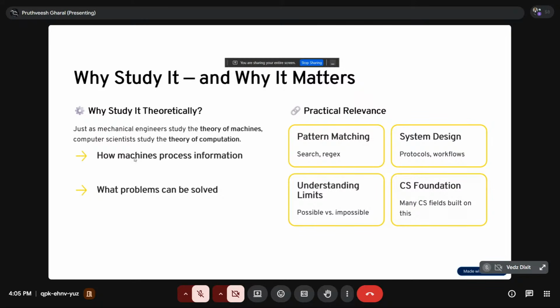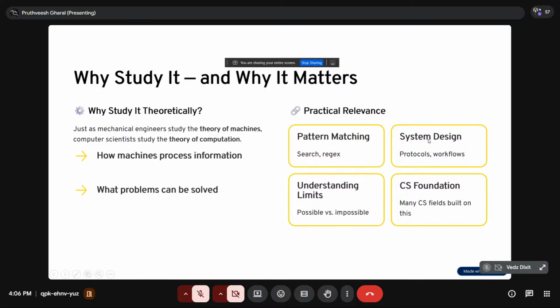And the practical relevance of theory of computation is that it helps us in these four areas. First, it helps us in pattern matching. We have already studied one of the concepts here, regex. We have used it for password validation. We have used it for email validation. So there is a concept we have already used from theory of computation.